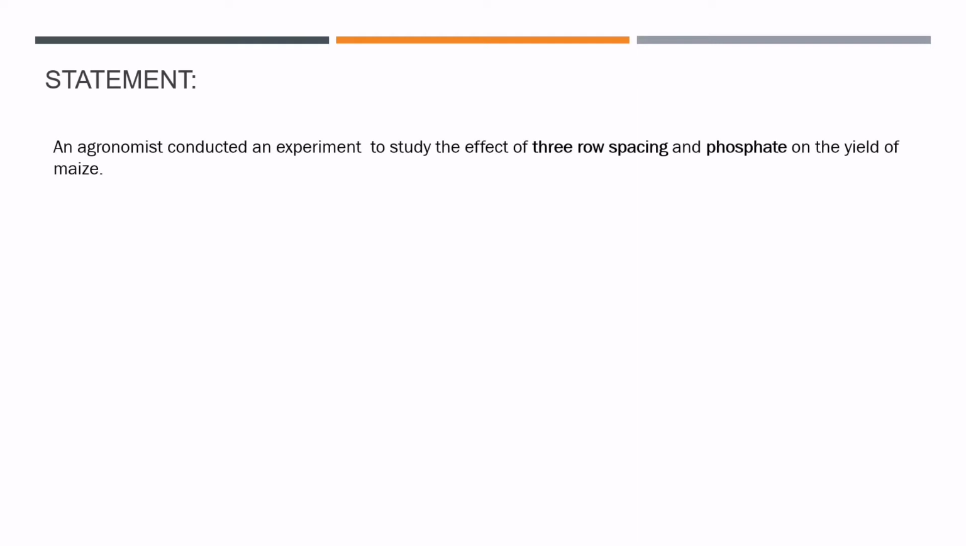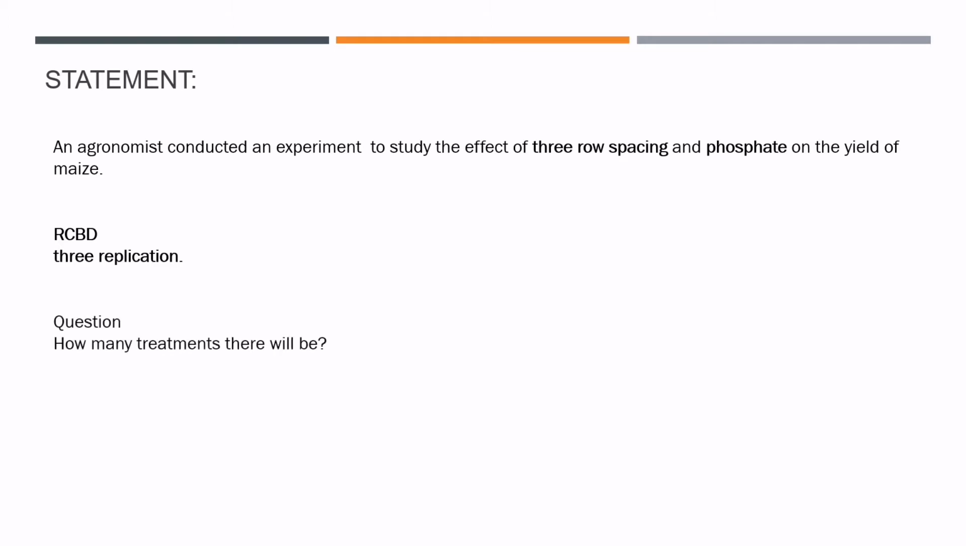Statement: an agronomist conducted an experiment to study the effect of three row spacings and phosphate on yield of maize. This experiment was laid out as an RCBD design having three replications. Question: how many treatments will there be?